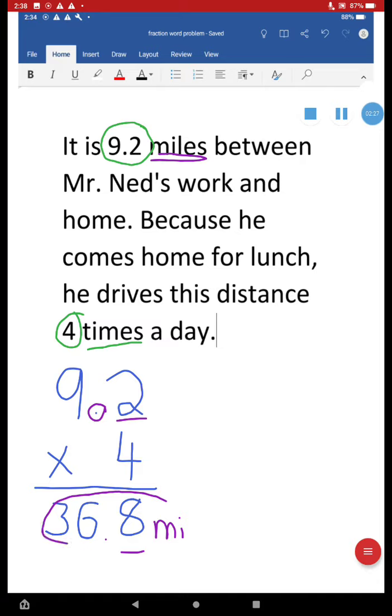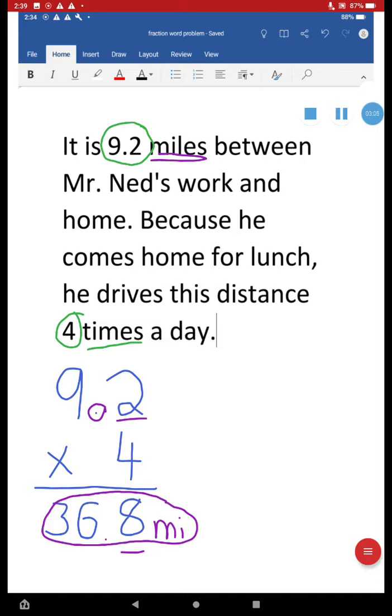So Mr. Ned drives 36 8/10 of a mile a day because he drives back and forth those 9 2/10 of a mile to work every day. Going there in the morning, coming back for lunch, going back after lunch, and then coming home in the evening. That's a lot of miles in one day. Let's assume that Mr. Ned works for 20 days a month. So how many miles does he drive a month just going back and forth to his work?